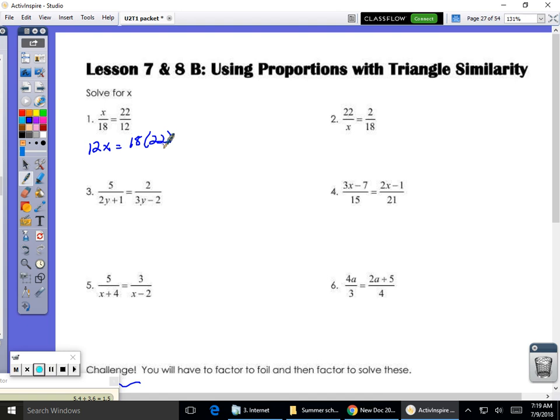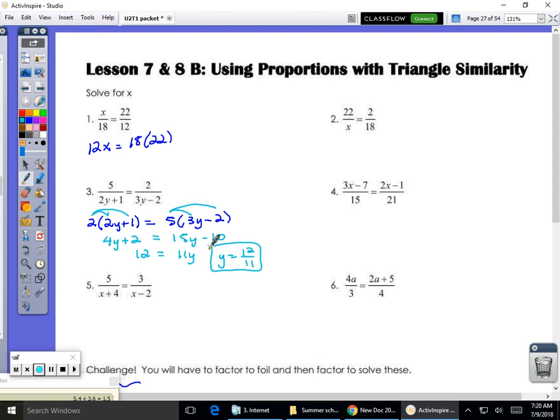Okay. Here you're going to need to distribute a bit. So I have 2 times 2y plus 1 is equal to 5 times 3y minus 2. Then we're going to distribute that 2 in and distribute that 5 in, and then get all our y's together, get all our numbers together. We're going to subtract 4, 11y. Here I'm going to add 10, 12, so divide by 11. So y equals 12 elevenths. I know that looks weird, but that's our answer. Okay? All right. Cool. So try some of those.